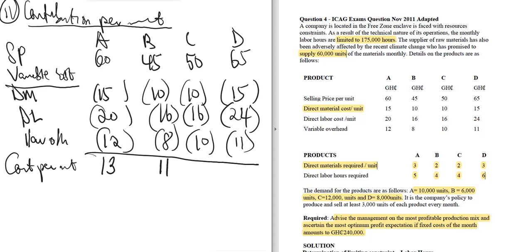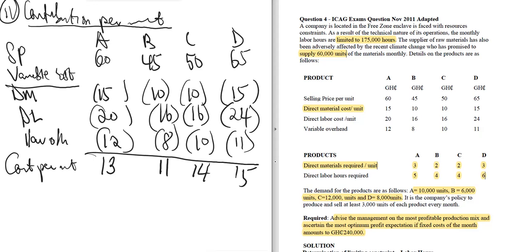We come to product C, which is 10 minus 16 minus 10. We end up with what? A loss contribution. That's 50. Sorry, I didn't take out the 50. We have 14 as contribution. Then we have 65 minus 15 minus 24 minus 11. Also giving us what? 15.